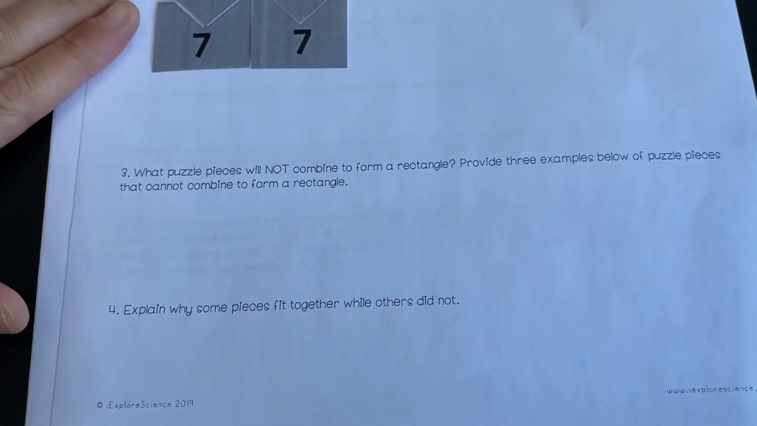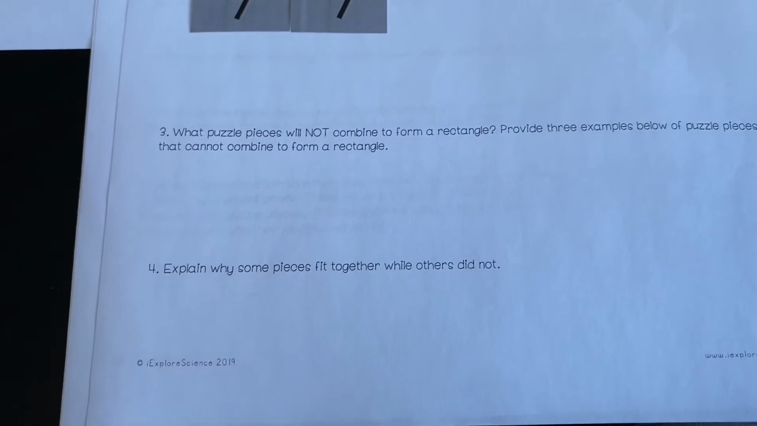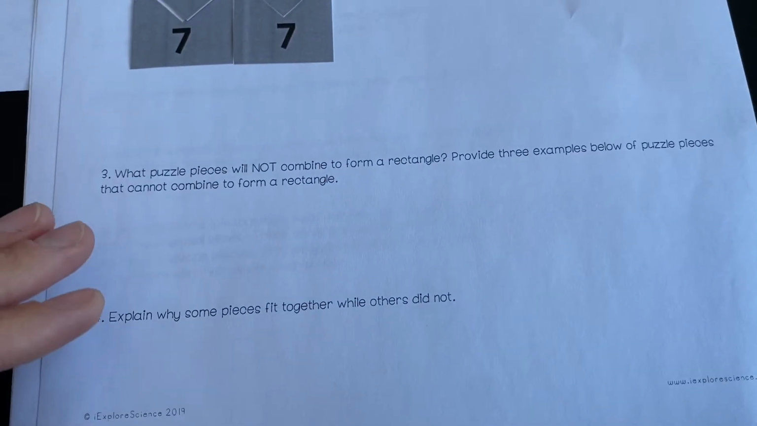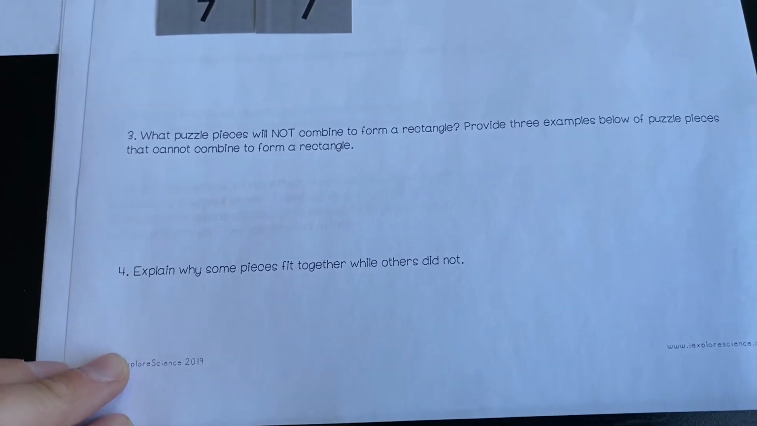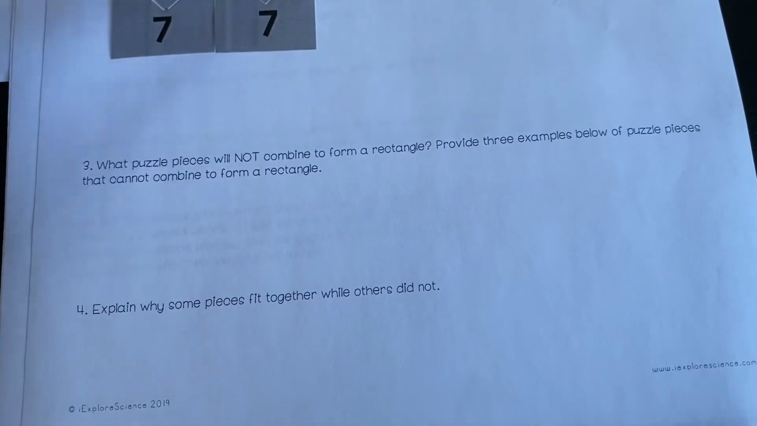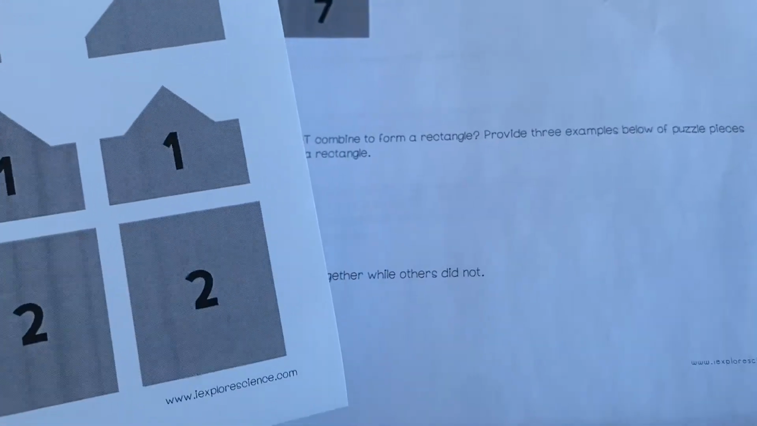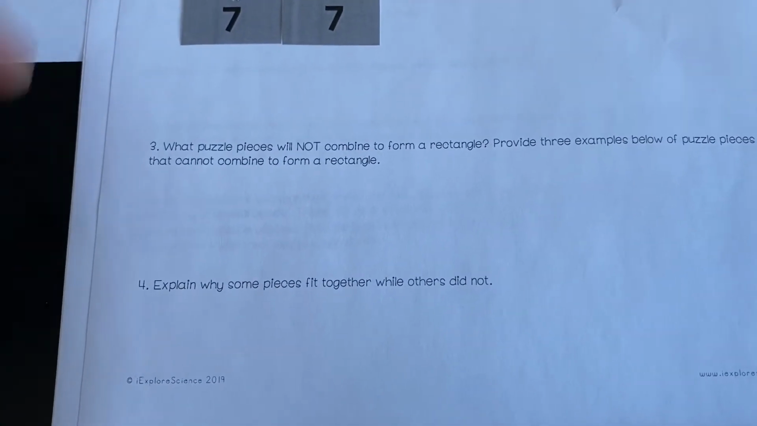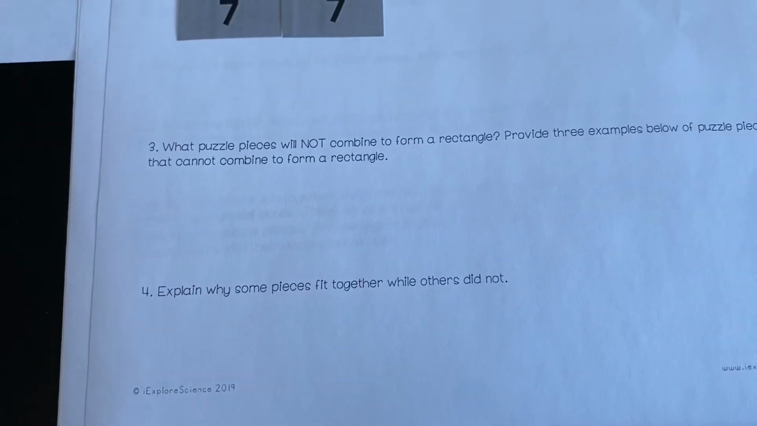So this asks to create those rectangles, but I also want them to see that the puzzle pieces don't just all combine. So what puzzle pieces will not combine to form a rectangle? What are 3 puzzle pieces that don't combine, and explain why these pieces don't fit together. So maybe there's not enough space, like there's not enough zigzags for them to fit on. For the block 2 right here, there's no zigzags at all. It doesn't connect to anything. So these are the observations and the thinking that I need my students to get through. And I use my questioning to guide that process.